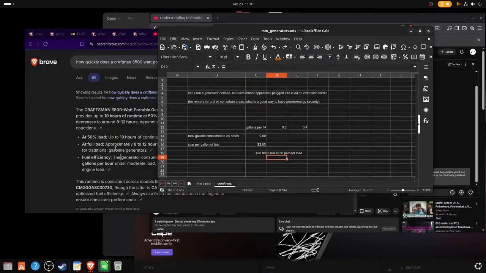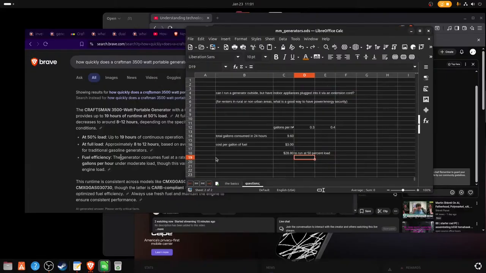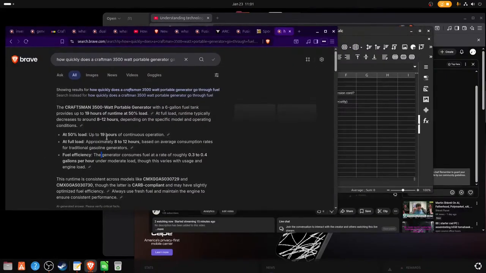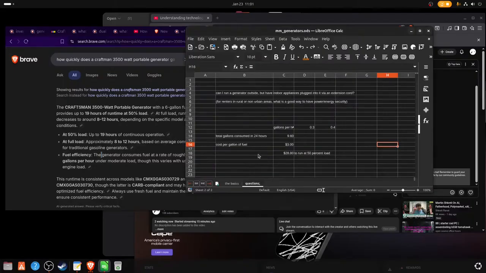I'm just going to do the other number. It's always good to have two numbers, I think. In my experience with anything, it just helps give perspective. I'm just trying to improve my spreadsheet here. We'll do 100% load, and it runs at 8 to 12 hours. Why am I brain dead right now? Let's see, 50% load up to 19, approximately 8 to 12 hours. Let's say it only runs 8. We'll put 12 there too.